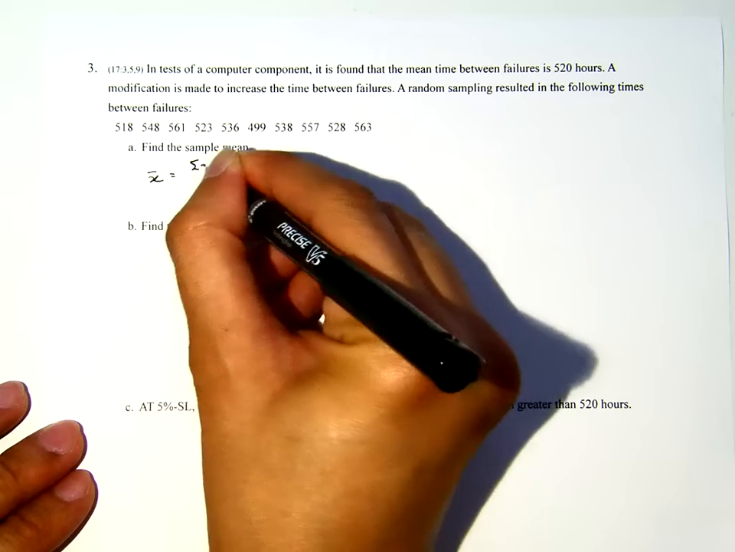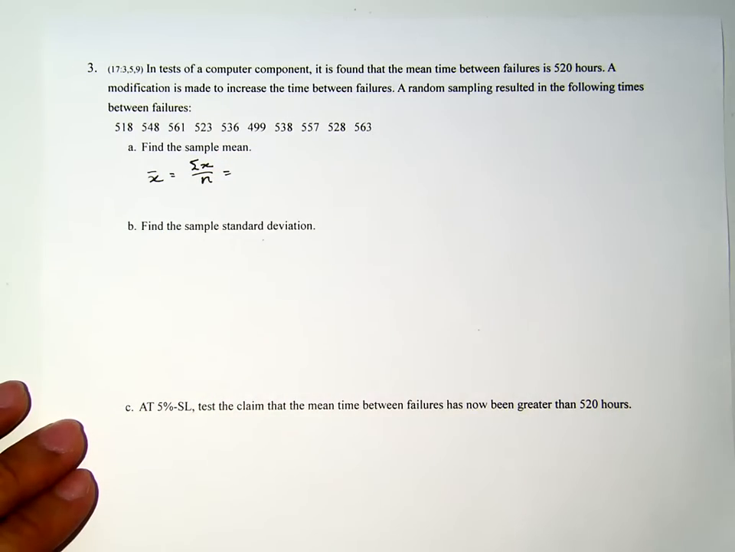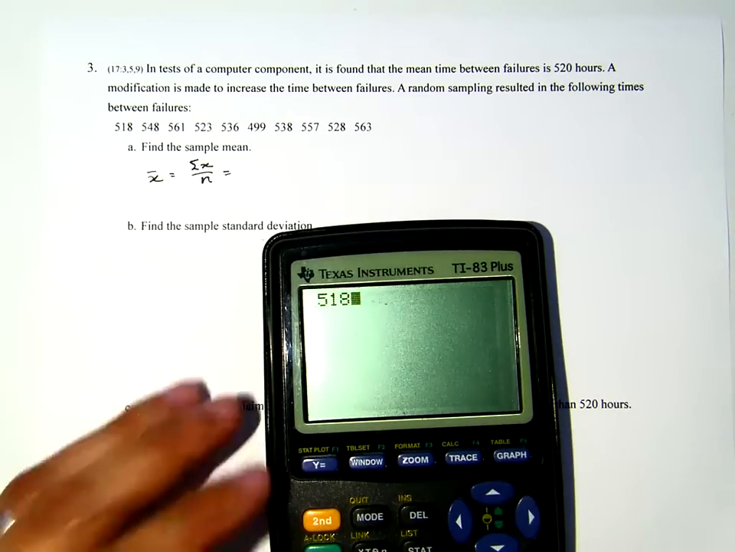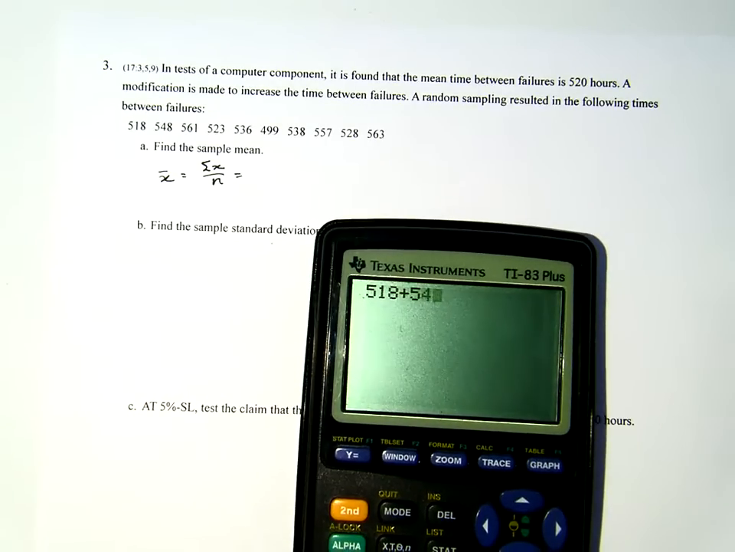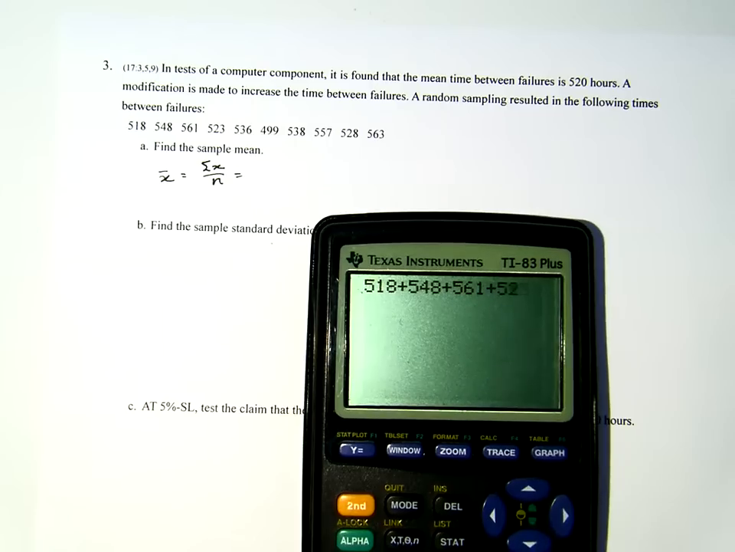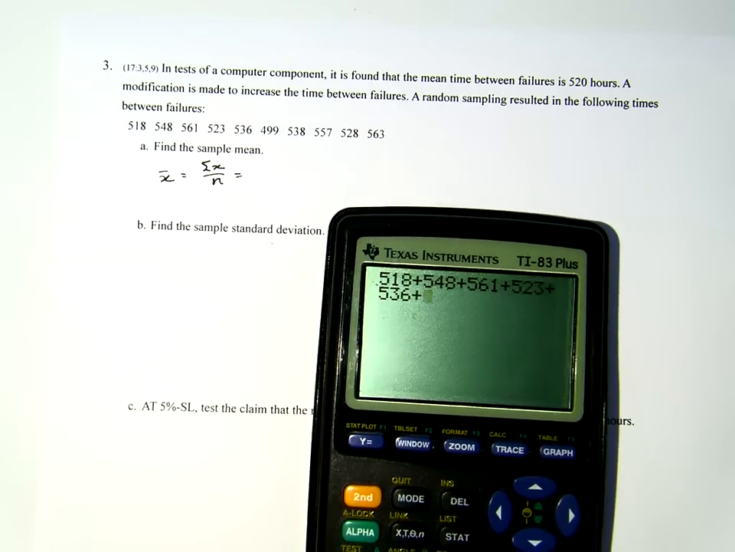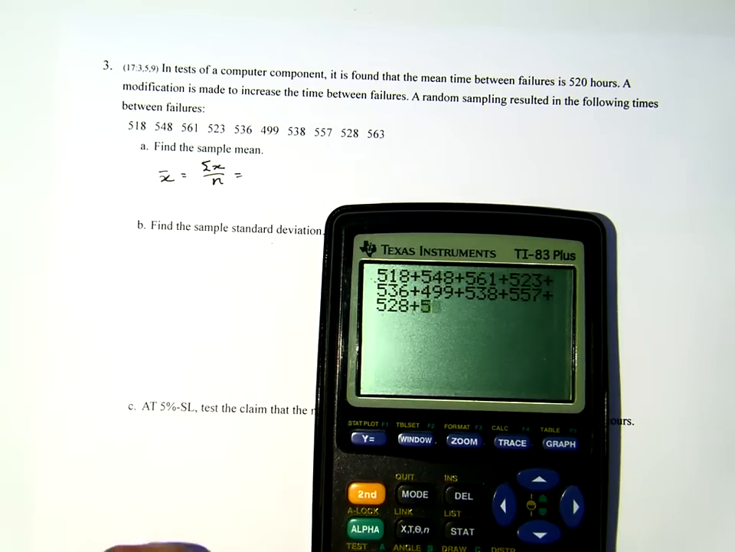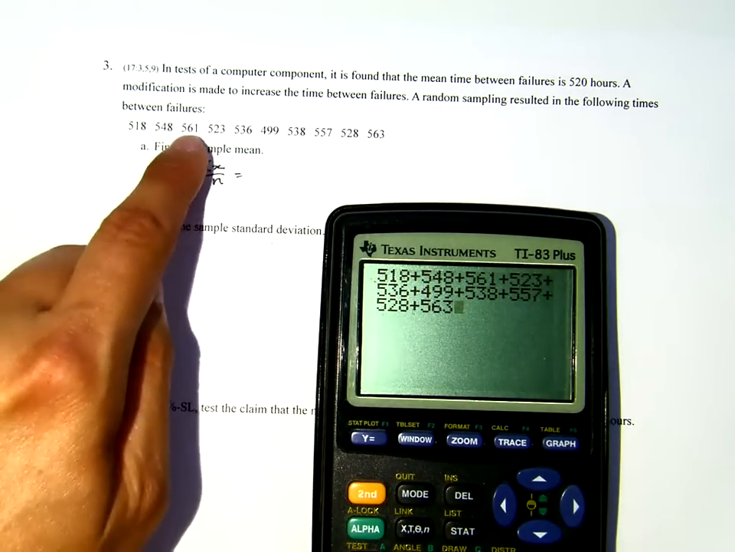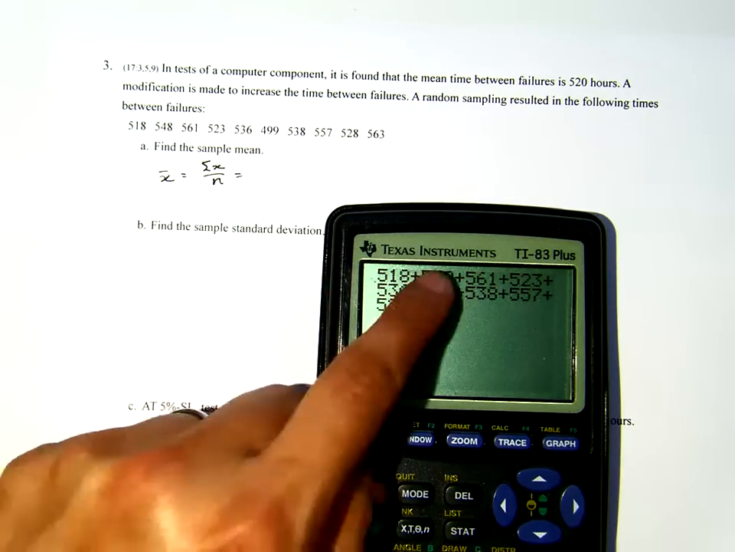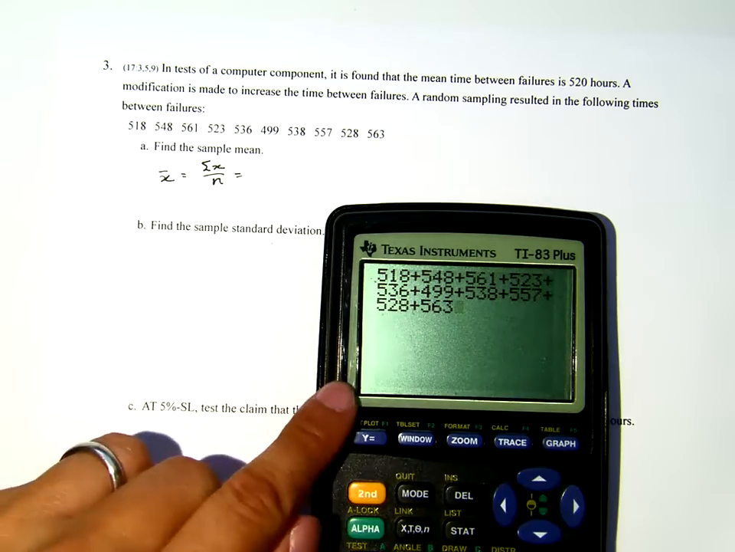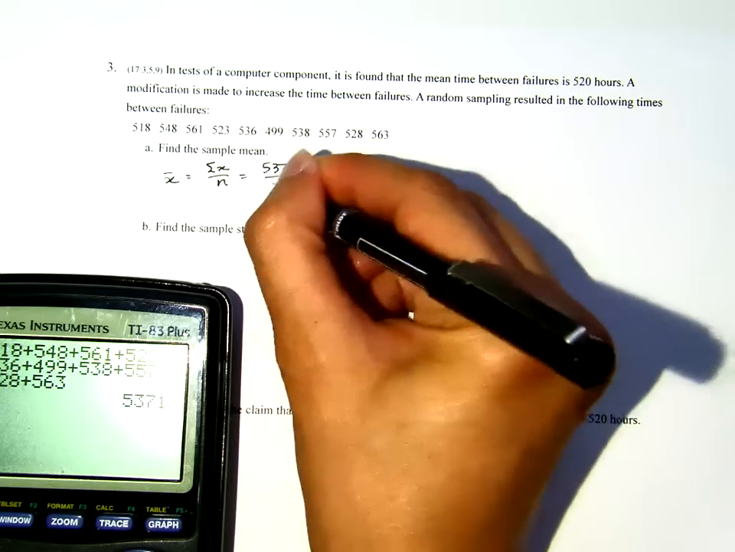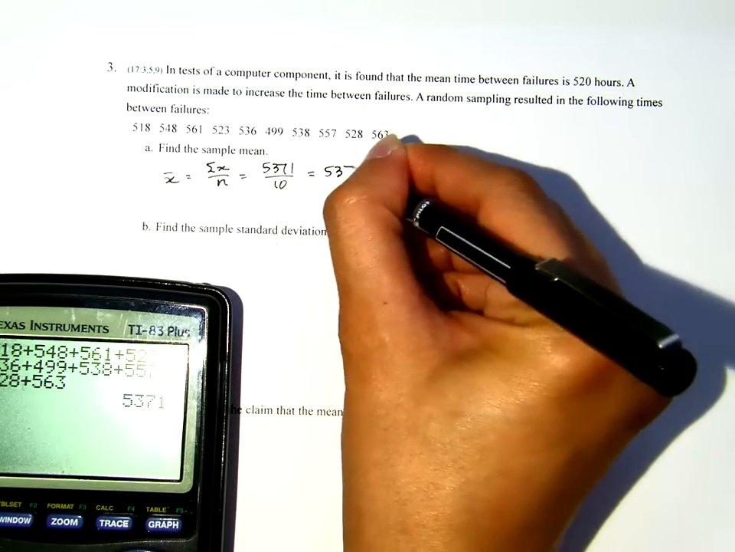That's basically sigma x over n. I will add those samples. One, two, three, four, five, six, seven, 8, 9, 10. It will be 5371 over 10, that is 537.1.